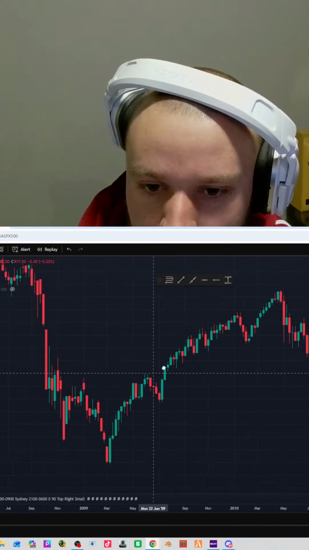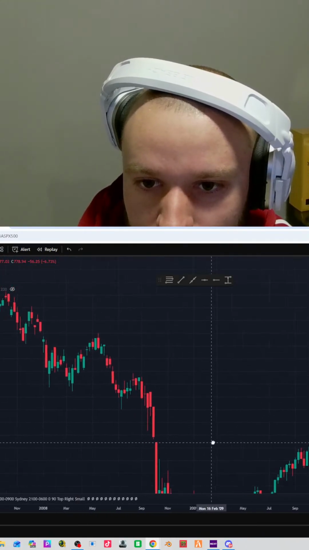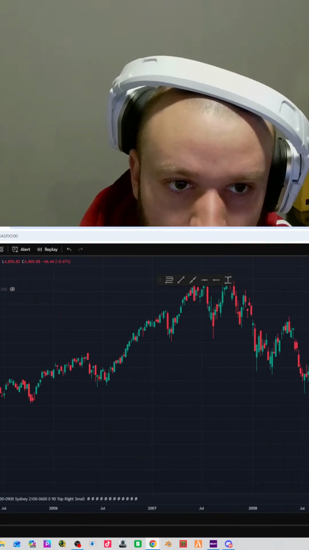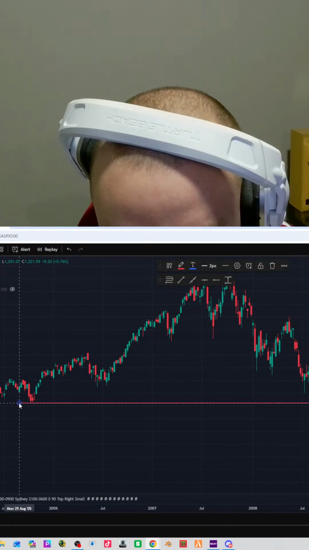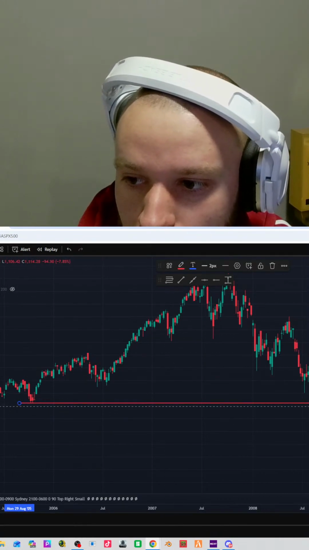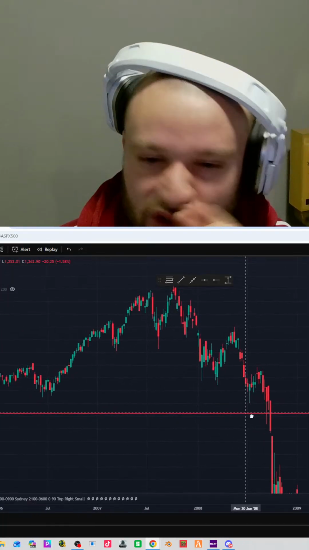Not here either. Oh, look at this. There's gonna be a liquidity sweep somewhere over here, right here. Here's the lowest low. Broke structure. So here's what I don't understand.